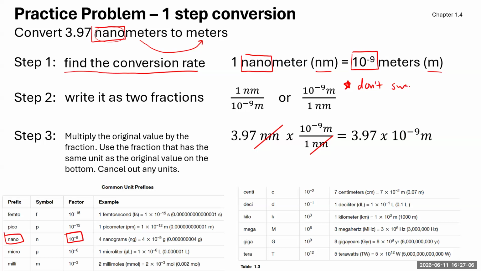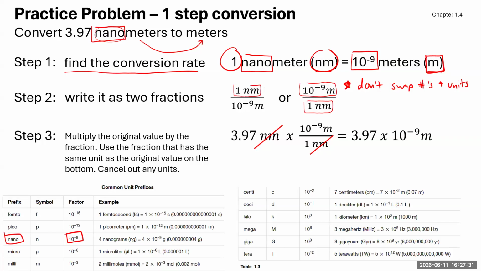Don't swap numbers and units, meaning 1 always has to stay with nanometer, right? 10 to the negative ninth always has to stay with meter, right? So 10 to the negative ninth has to stay with meter. 1 stays with nanometer. All right, we'll swap those.